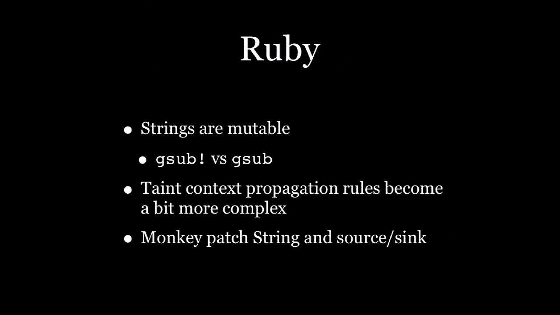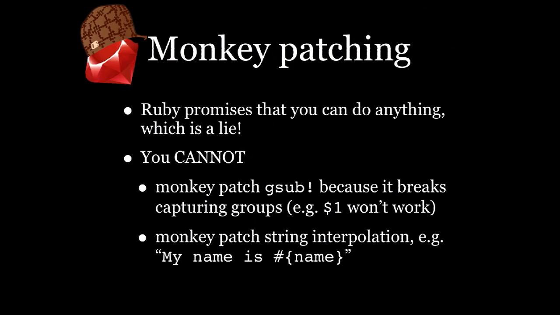We monkey patch String and so on in Ruby, but the problem is that in Ruby, you cannot really monkey patch everything. Ruby's promise to you is that, hey, we're a very dynamic language, you can do anything you want. But once you actually start instrumenting stuff in Ruby, you actually cannot instrument gsub with an exclamation mark, because if your regular expression is using capturing groups, then things like $1 are not going to get propagated. So it actually breaks applications if you instrument gsub.